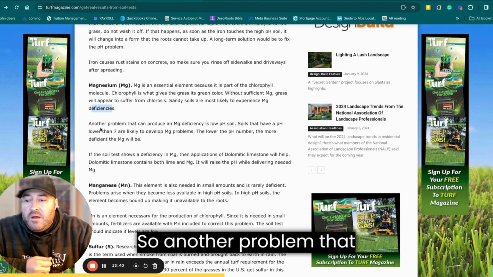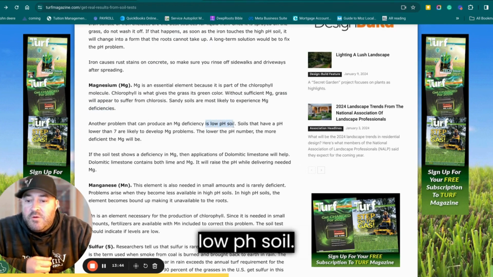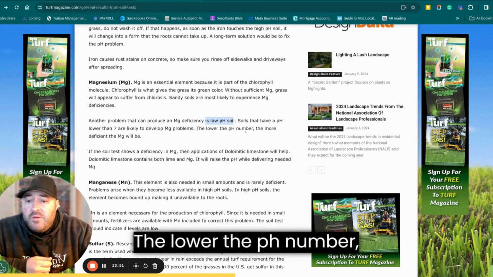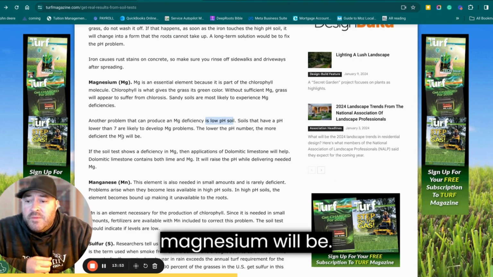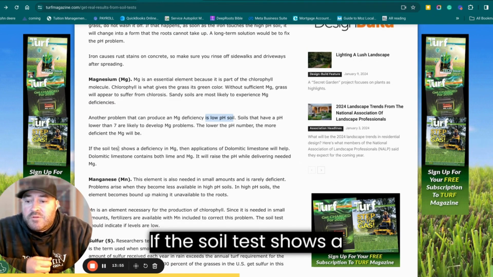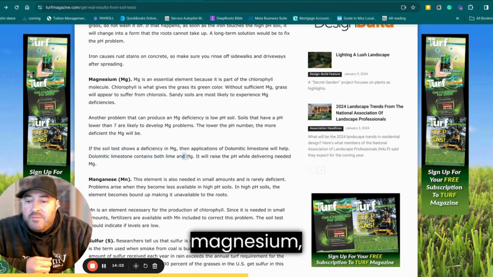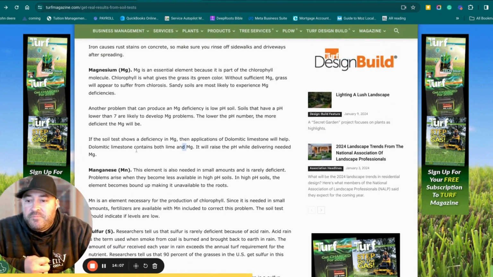Another problem that can produce a magnesium deficiency is low pH soils. Soils that have a pH lower than 7 are likely to develop magnesium problems. The lower the pH number, the more deficient the magnesium will be. If the soil test shows a deficiency in magnesium, then applications of dolomitic limestone will help. Dolomitic limestone contains both lime and magnesium, and it will raise the pH, delivering needed magnesium.